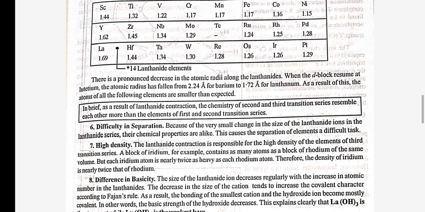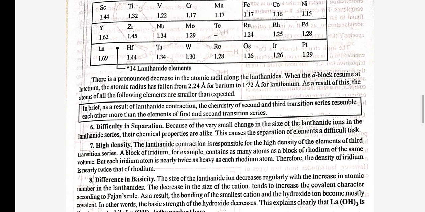When the d block elements resume at lutetium, the atomic radius has fallen from 2.24 angstrom for barium to 1.72 angstrom for lanthanum. As a result of this, the atoms of all following elements are smaller than expected. In brief, as a result of the lanthanide contraction, the chemistry of the second and third transition series resemble each other more than the elements of the first and second transition series.